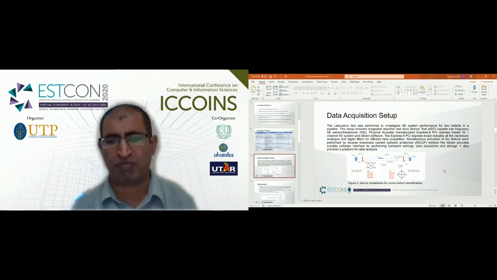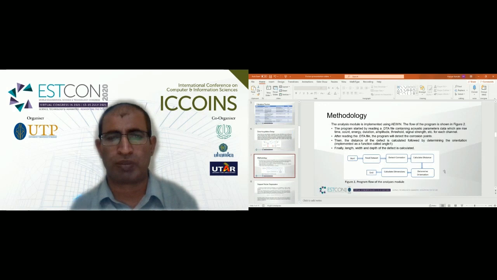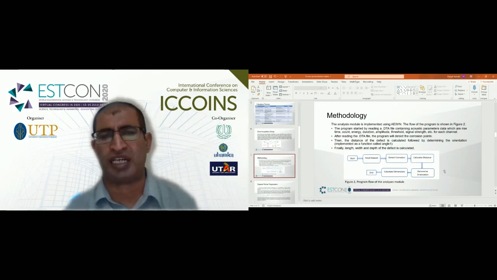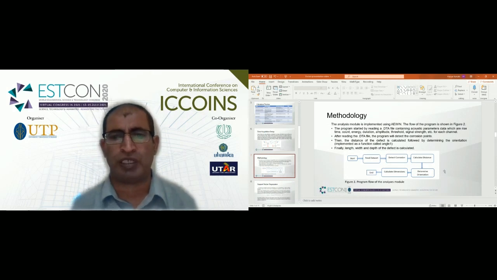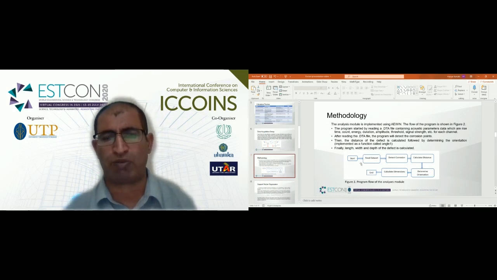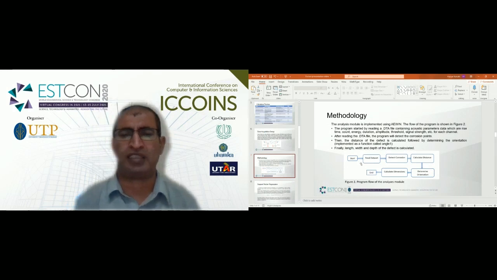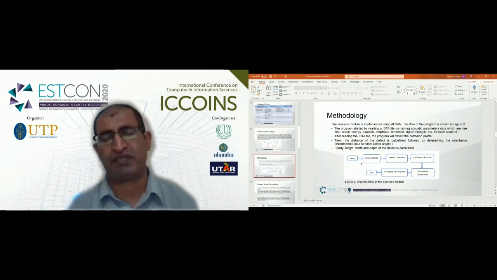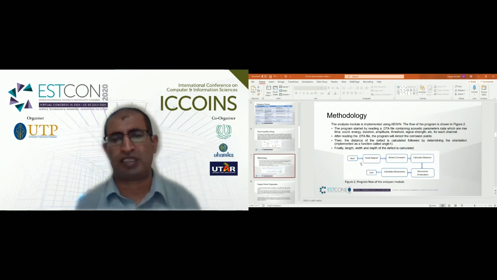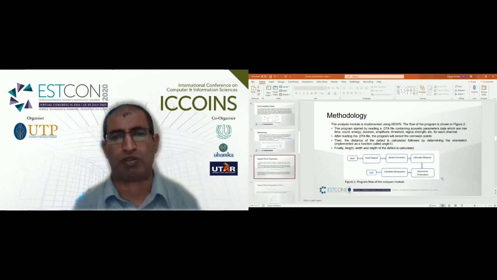This is the block diagram for sensor installation and defect identification. The methodology here includes the analysis module, which is implemented using AEwin. The flow program is shown in figure 2. We can see here we get the data in a TTA format. From this data, we can detect the corrosion, and then we find out the distance of the corrosion from the sensor, and then we determine the orientation and then calculate the dimensions. This is all about the flow chart of the analysis module.